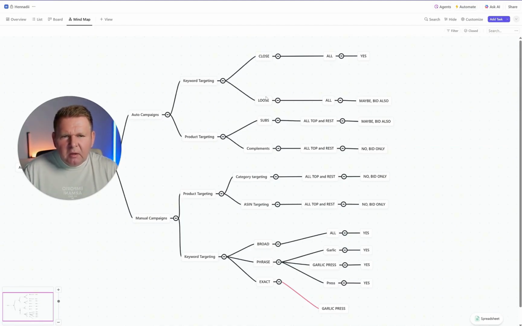Or, if we're running an automatic campaign that's close or loose match, we need to make sure again that the top and rest bids in product targeting don't override, because top and rest in product targeting are not our target placements. If the bid there is higher than what we have in broad, phrase, or exact for our keyword, then we need to lower it across all campaigns for this product. In product targeting and substitutes and in complements, we need to lower the bids for top and rest placements so that we eliminate internal competition this way.